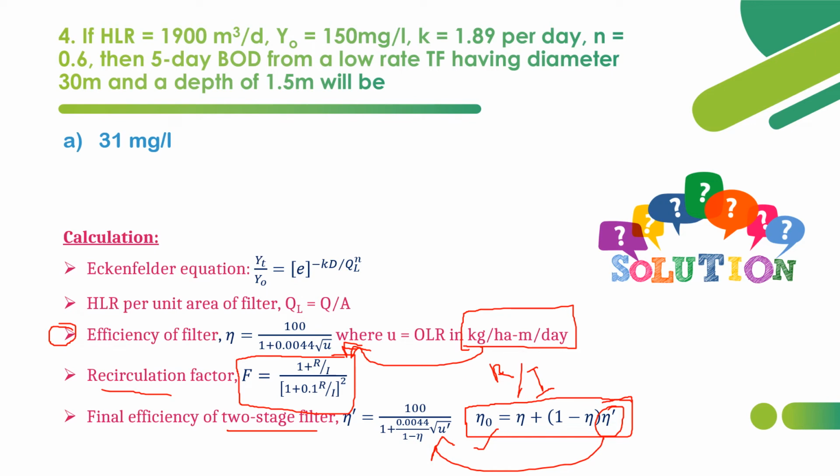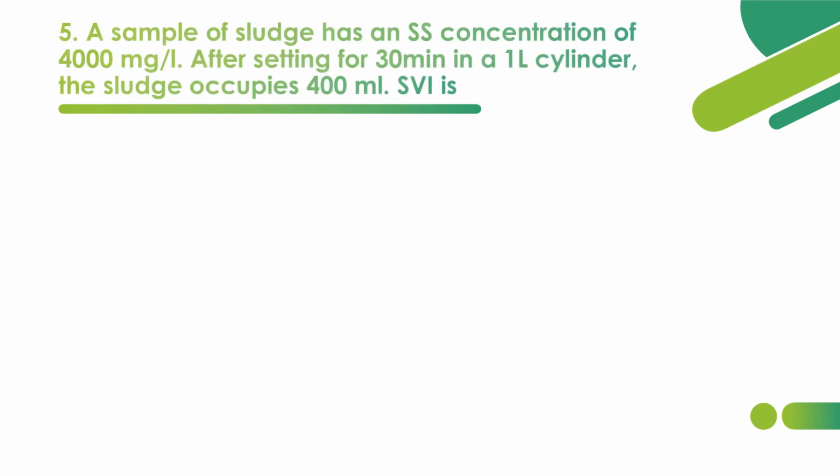Now let's move to fifth question. Fifth question is based on, again, ASP only. Here we have to calculate sludge volume index. So a sample of sludge has suspended solids concentration of 4000 milligram per liter. After settling for 30 minutes in a 1 liter cylinder, the sludge occupies 400 milliliter. So what will be the sludge volume index? Whether it is 100 or 10,000 or 1000 or a lakh.